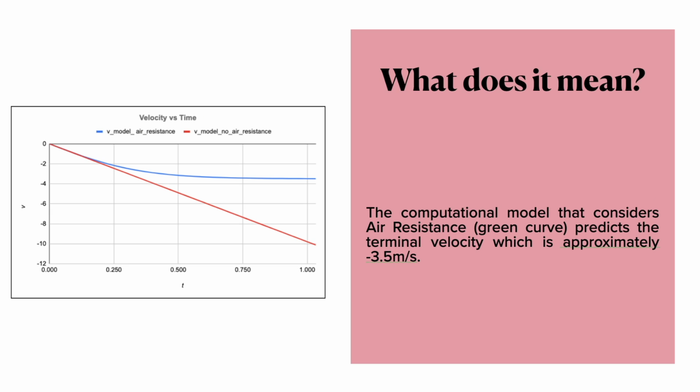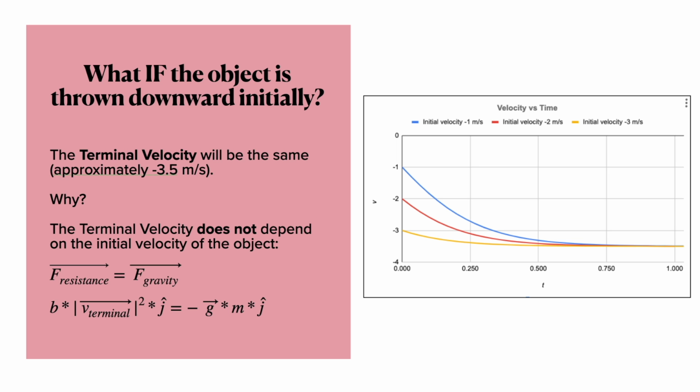After conducting the experiment, I needed to give answers to 2 questions. The first of them asks which of the models I created predicts a terminal velocity. By looking at the chart, we see that the computational model that considers air resistance predicts the terminal velocity, which is approximately minus 3.5 meters per second.